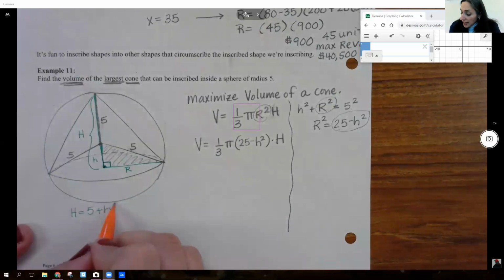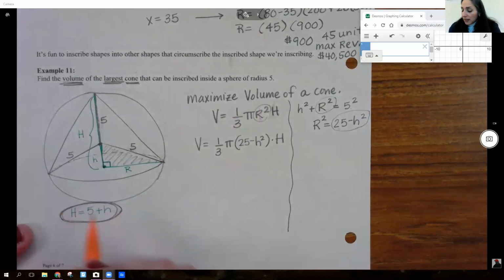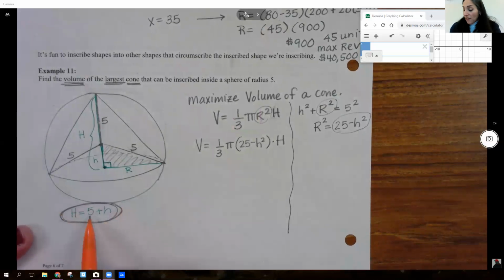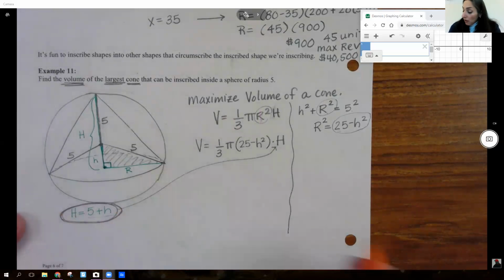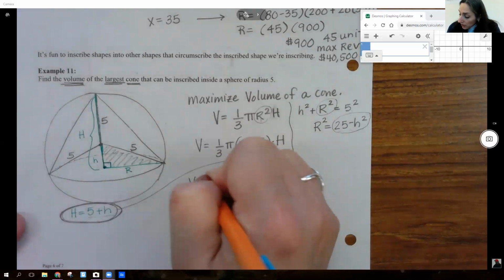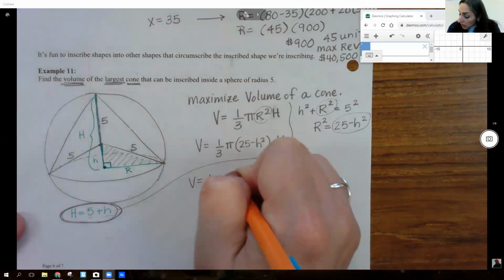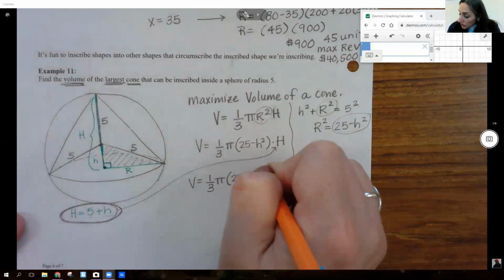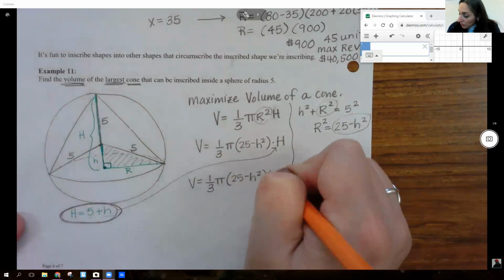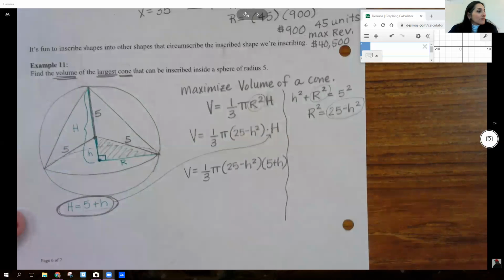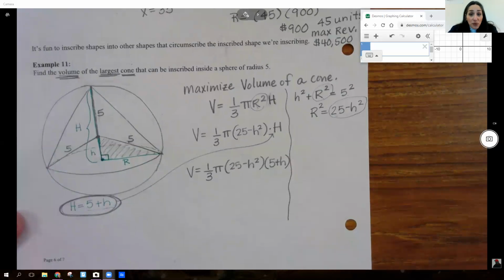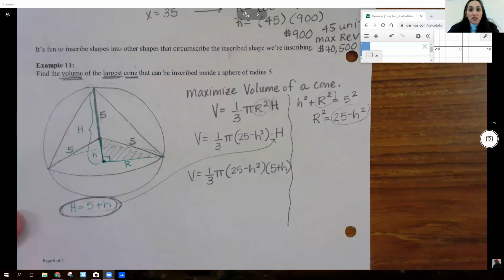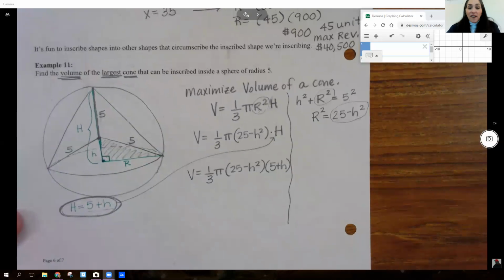So we're going to use this down here. We know that big H is equal to 5 plus little h. So take that and plug it in for your big H. So V equals 1/3 pi times 25 minus h squared times 5 plus h. Now we have a volume formula that is all in terms of one variable, which is awesome.